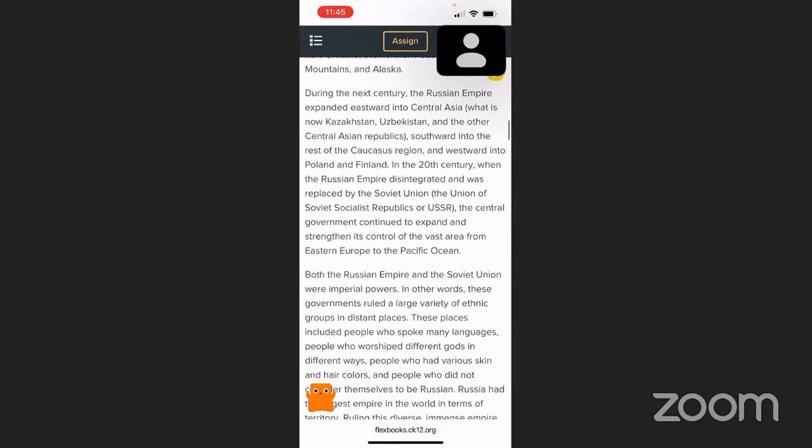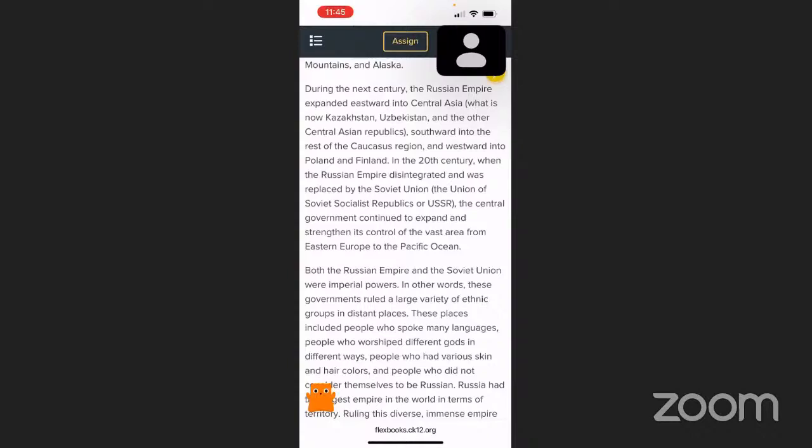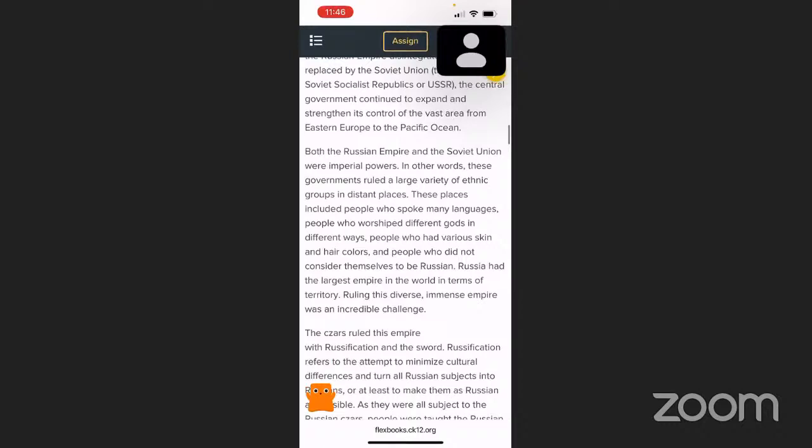During the next century, the Russian Empire expanded eastward into Central Asia, what is now Kazakhstan, Uzbekistan, and other Central Asian republics, southward into the rest of the Caucasus region, and westward into Poland and Finland. In the 20th century, the Russian Empire disintegrated and was replaced by the Soviet Union, the Union of Soviet Socialist Republics, or USSR. The central government continued to expand and strengthen its control of the vast area from Eastern Europe to the Pacific Ocean. Both the Russian Empire and the Soviet Union were imperial powers.